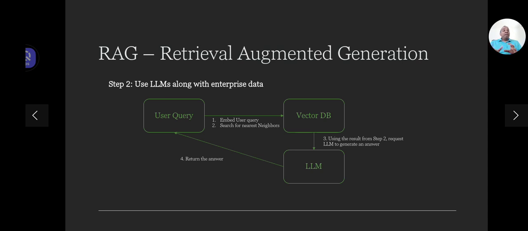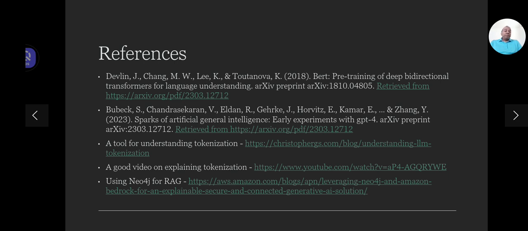And this is key in incorporating your own data, your enterprise data, and augment that with the response of a learning model. And I have some reference to the learning model itself, and there's an interesting tool for understanding how tokenization of strings work, and also Neo4j, how you can use it for a RAG. In my company, I'm actually working on a project where we are using Neo4j for RAG. And there's a video explaining about tokenization.